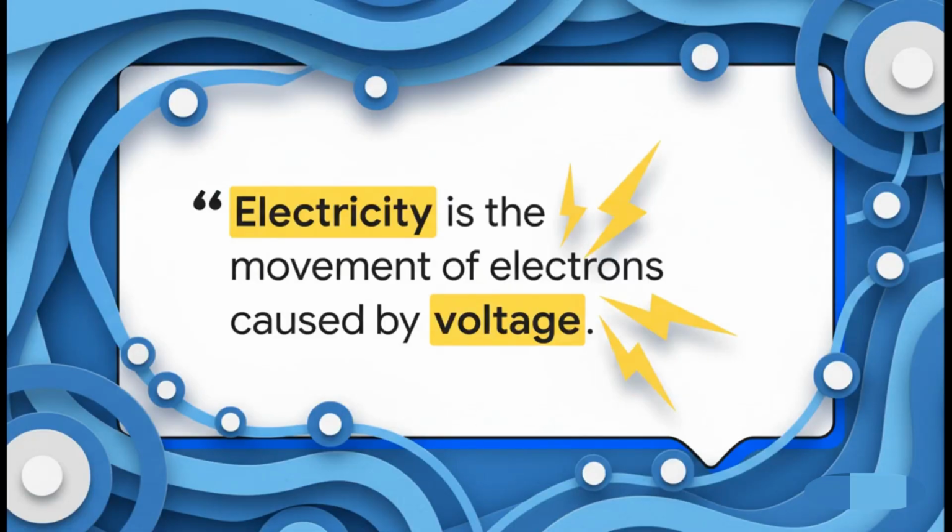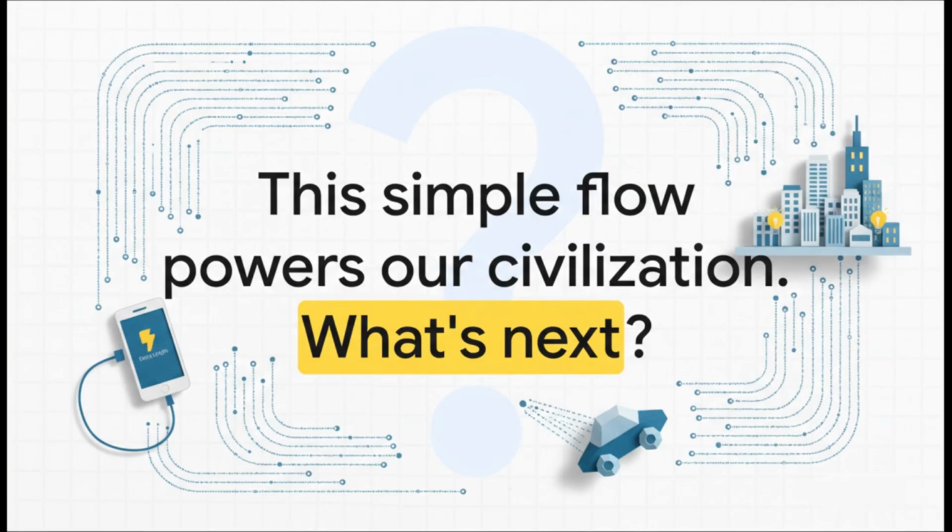So, if you only remember one thing from all this, let it be this simple phrase. At its very core, electricity is the movement of electrons caused by voltage. That's it. It's that simple, and it's that profound. It's amazing, really. This simple, organized flow of unimaginably tiny particles, it powers literally everything in our modern civilization. Your computer, your car, entire cities. So the question is, knowing how it works on this tiny, tiny level, what do you think it's going to power next?